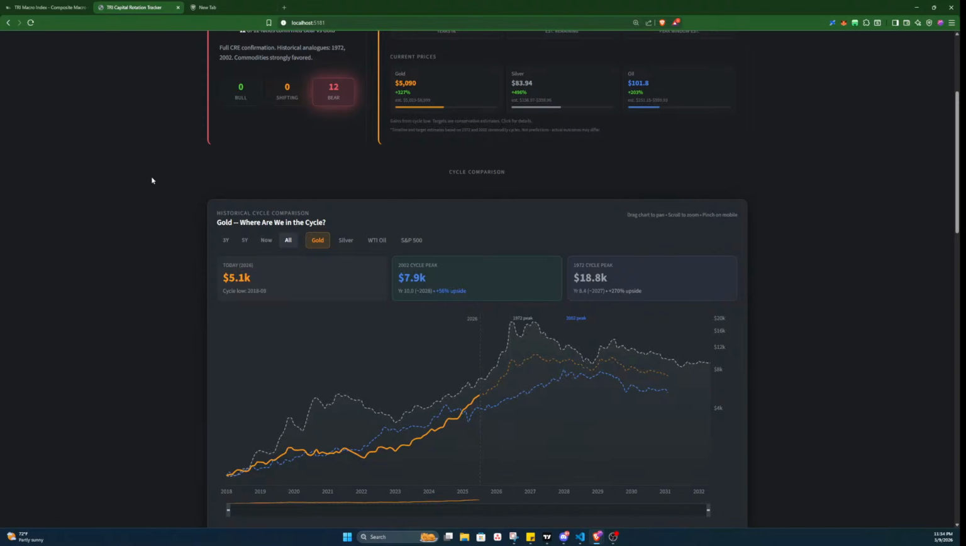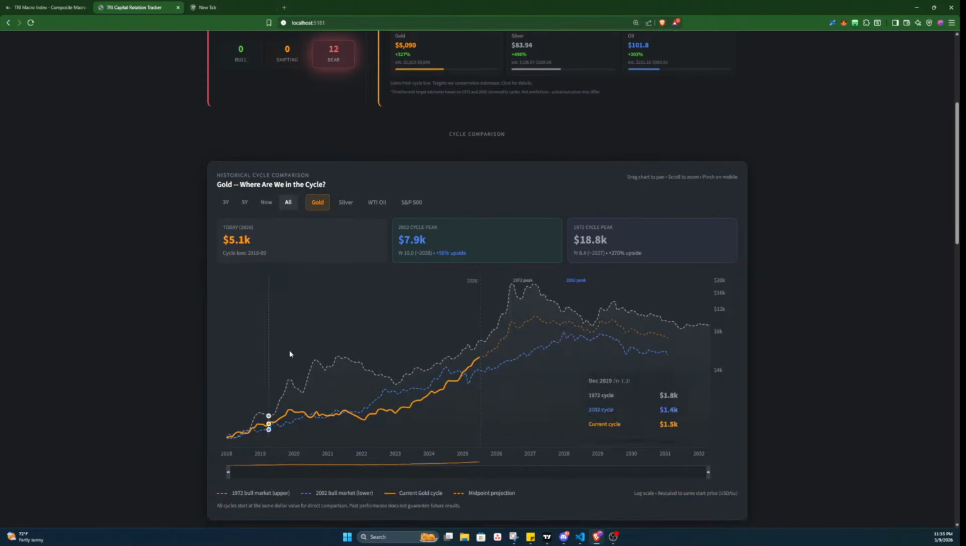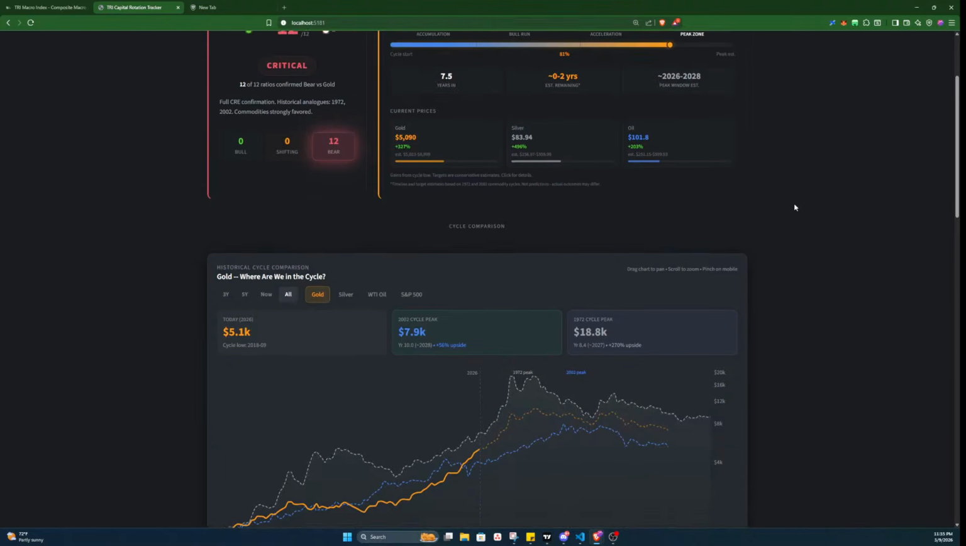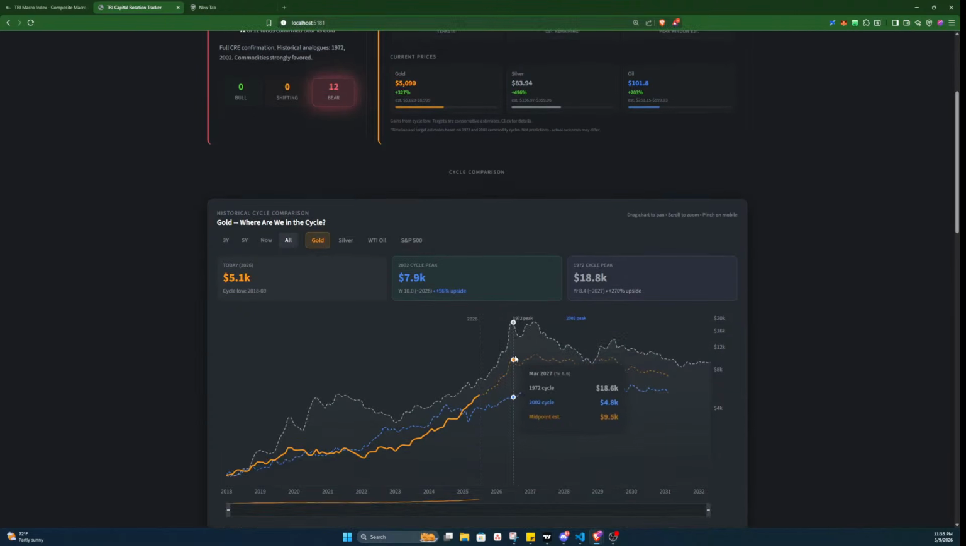So if we look at this chart, where are we in the cycle? The capital rotation event has only happened 2 other times, 1972 and 2022. Those were the main peaks. Now 2026 to 2027 is looking like the next peak.